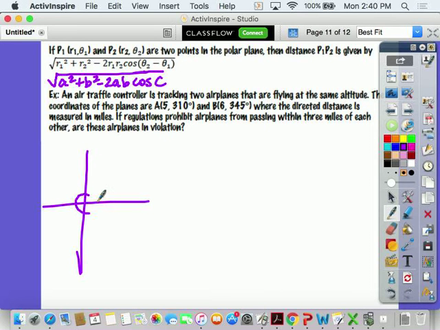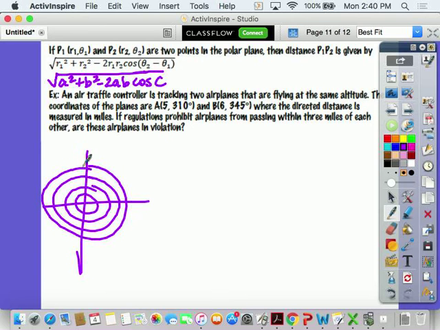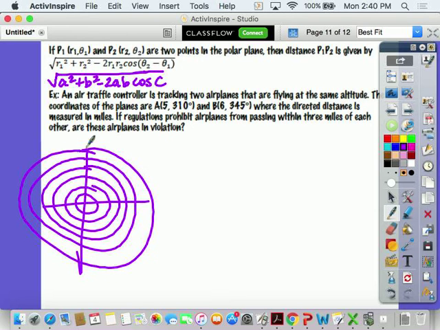If I want to do a quick little sketch of what this could possibly look like, what quadrant would A be? First, second, third, or fourth? Fourth. How many rings over? 5. 2, 3, 4, 5. So right here would be A. And it has a length of 5 units, and of course an angle of 310.